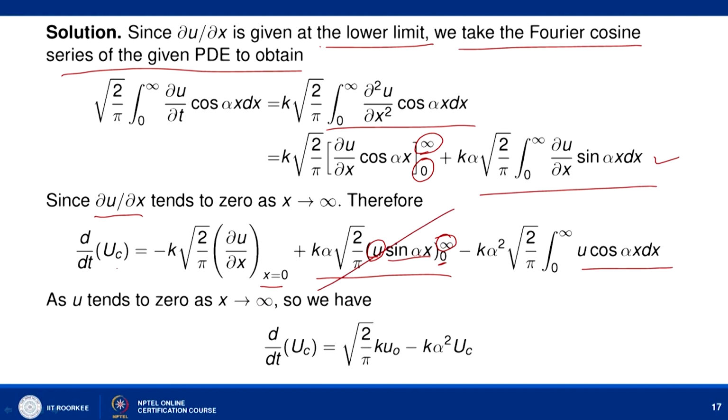So, what we have is d by dt of u c is equal to minus k upon root 2 by pi w by dou x at x equal to 0, and this value is given as minus of u naught. So, minus minus will give you plus. So, we have under root 2 by pi k u naught, and this quantity is what? This quantity is given as the Fourier cosine transform of u x t. So, we can write this as minus k alpha square times the Fourier cosine transform of u x t, that is u c. So, here we have d by dt u c equal to root 2 upon pi k u naught minus k alpha square u c.